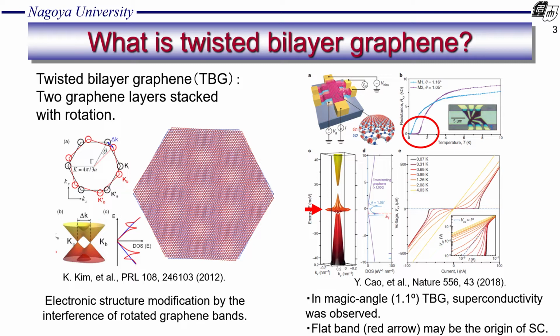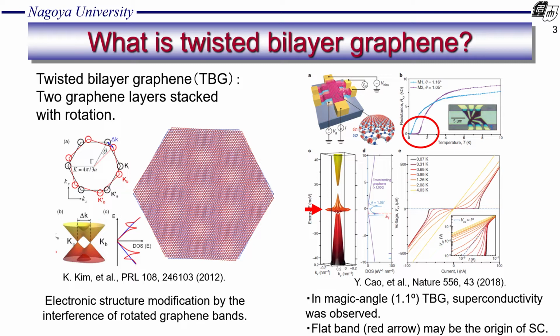In twisted bilayer graphene, the electronic structure can be modified by the interference of the rotated graphene bands, which many researchers have been focusing on in these 10 years. In particular, in 2018, superconductivity was reported in twisted bilayer graphene with a twist angle of 1.1 degrees, which is now called the magic angle. The origin of the superconductivity is related to the large density of states at the Fermi energy due to the flat band, which is shown by the red arrow in the figure.